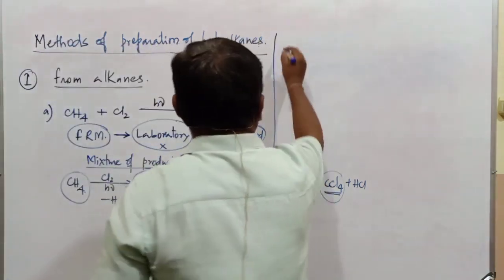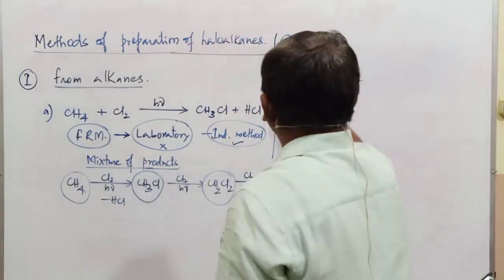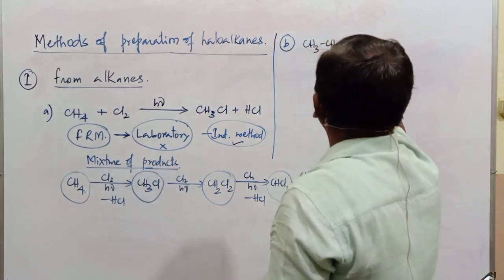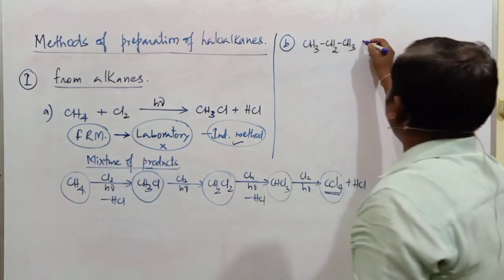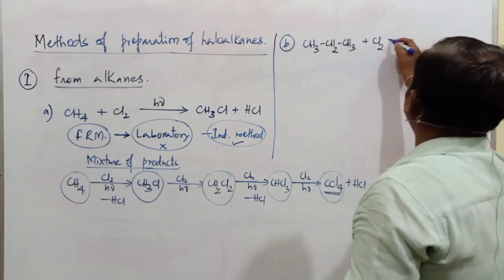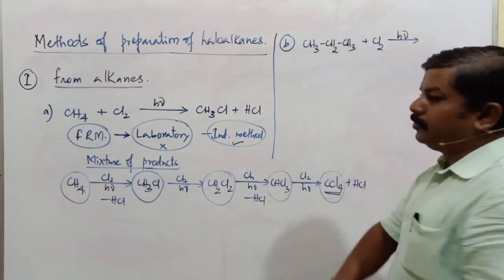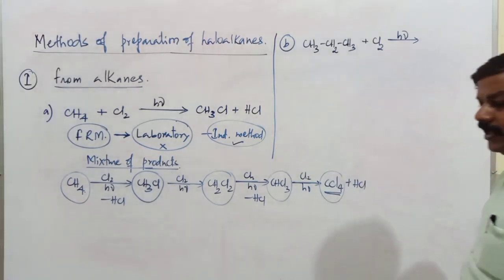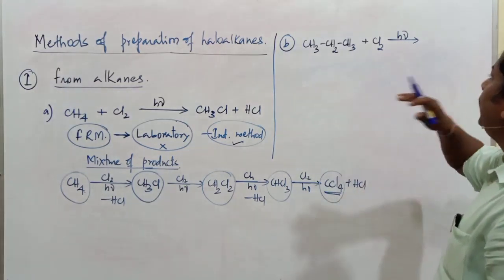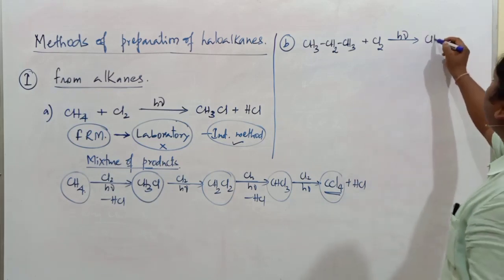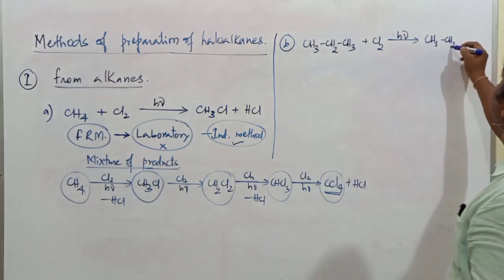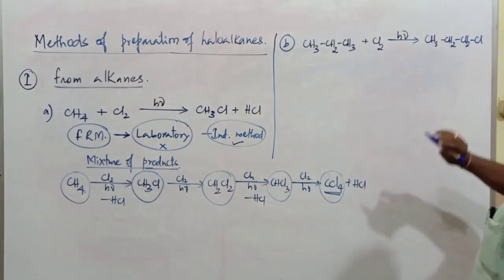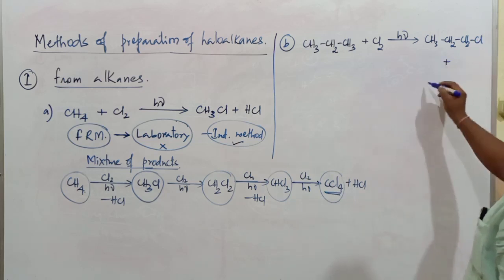I will go with the second example. In the second example, the compound is CH3, CH2, CH3. It is propane. When propane is halogenated in the presence of sunlight, how many products are possible? The number of products depends upon the types of hydrogen atoms, primary, secondary, tertiary. One possible product is CH3, CH2, CH2Cl. What is the name of this compound? 1-chloropropane.